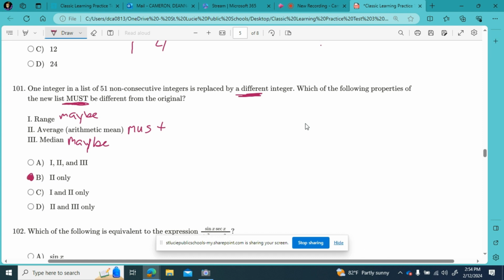And if you notice on CLT, they do this a lot where they give you these options and they want to know what's true. And a lot of times it's the one that's only one thing. That's the answer. If you look at these practice tests, oftentimes that is the case.